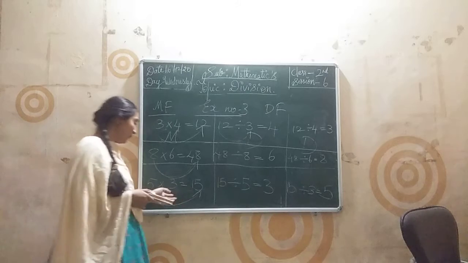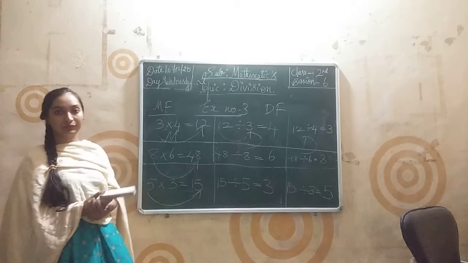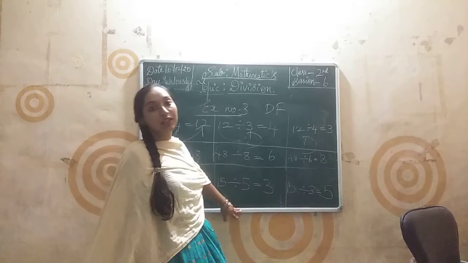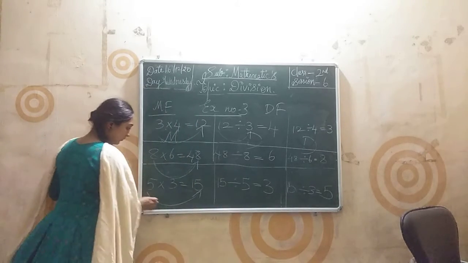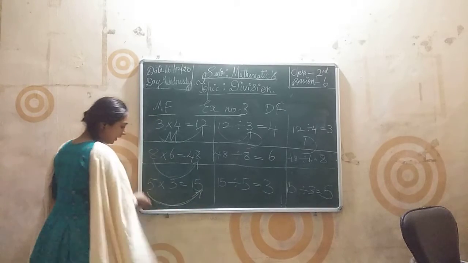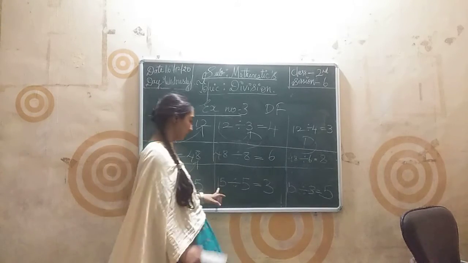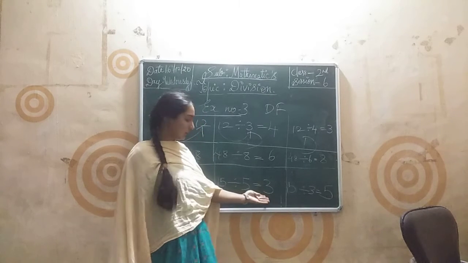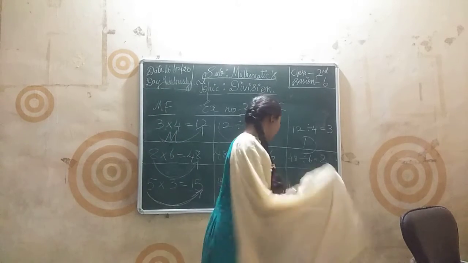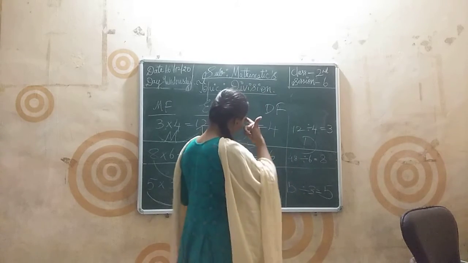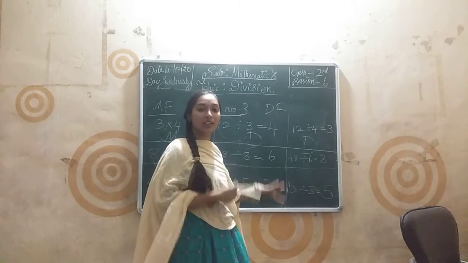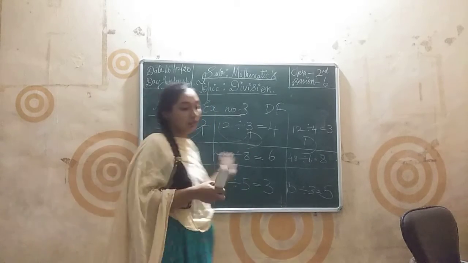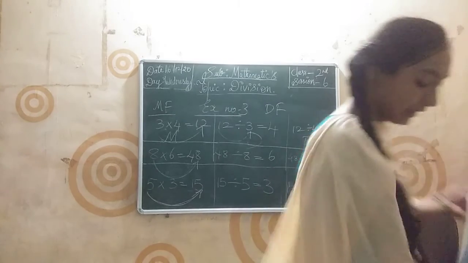Third question. 5 threes are 15. This is in multiplication facts. We have to answer this in division facts. So what we have to do, we have to inverse this as 15 divided by 3, 5. 15 divided by 5 is equal to 3, and 15 divided by 3 is 5. 5 threes is 15 and 3 fives is also 15. Which means, yes, till here is enough in today's class.